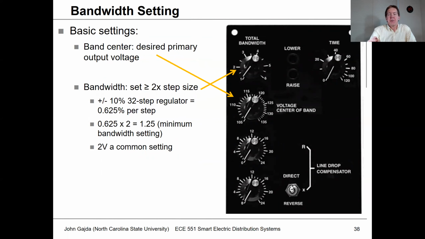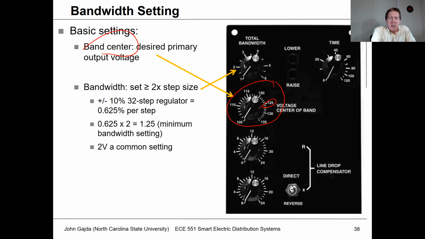The first control you would be looking at would be what we call the band center. In this case, it's called voltage center of band. So this is kind of like the target value, if you want to think about it that way. And you can see that this is set up on a 120 volt base. So the idea would be, if I want to have like a 5% voltage above nominal, then I set this band center to 126. A lot of utilities might use values like 125 or 124.